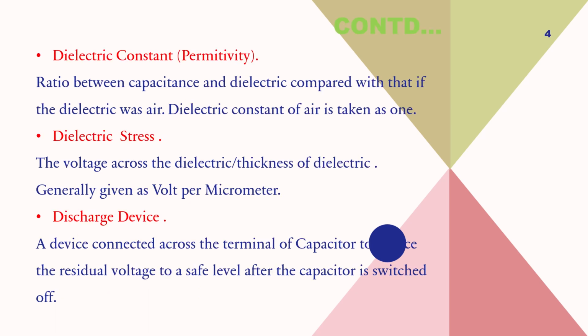Dielectric constant, permittivity. The ratio between the capacitance with the dielectric compared with that if the dielectric was air. The dielectric constant of air is taken as 1. Dielectric stress, the voltage across the dielectric divided by the thickness of the dielectric, generally given as volt per micrometer. Discharge device, a device connected across the terminals of the capacitor to reduce the residual voltage to a safe level after the capacitor is switched off.